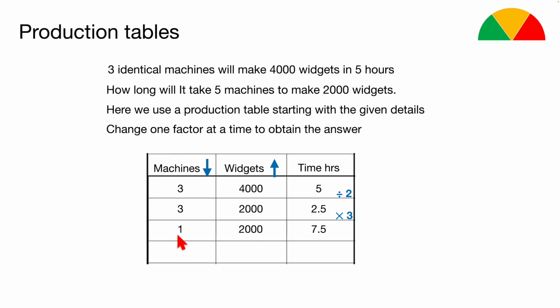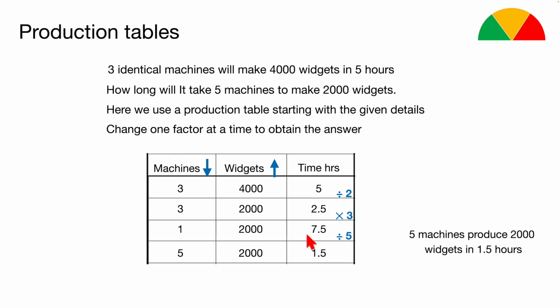Now I'll increase the machines by 5-fold to 5. I'll reduce the time 5-fold to 1.5 hours, still making 2,000 widgets. 5 machines make 2,000 widgets in 1.5 hours. I don't know how I'd answer that question without this table.